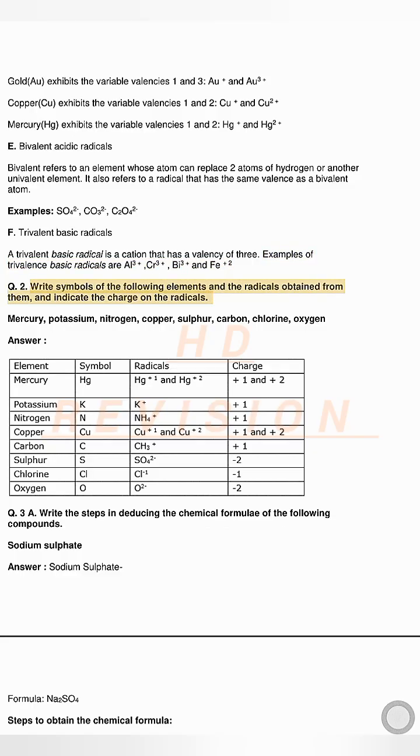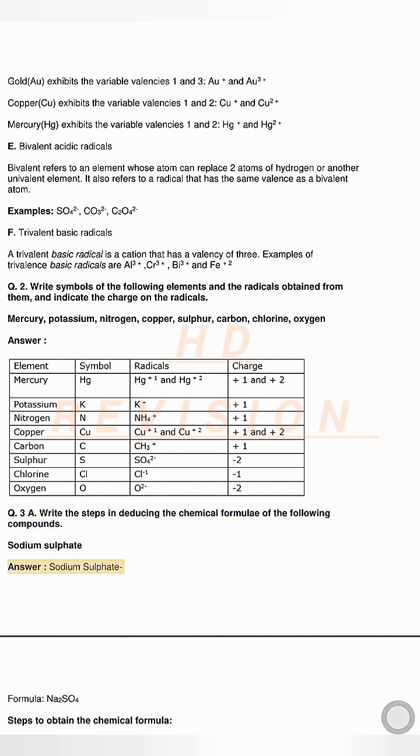Q2. Write symbols of the following elements and the radicals obtained from them, and indicate the charge on the radicals. Mercury, potassium, nitrogen, copper, sulfur, carbon, chlorine, oxygen. Answer. Q3. Write the steps in deducing the chemical formulae of the following compounds.